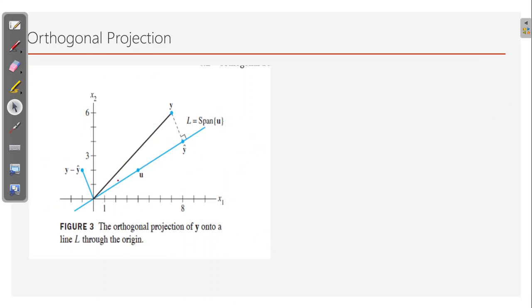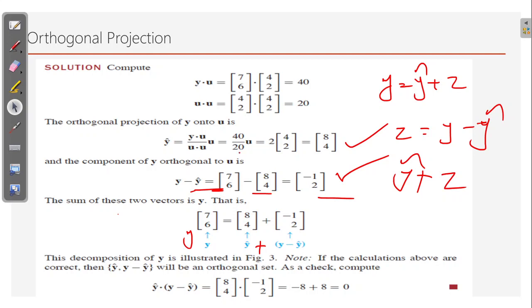So this is our x1 x2 plane. This y is decomposed into this y cap and this z. And L is the subspace spanned by u. So that is orthogonal to the span. So y cap is a vector which belongs to span u.